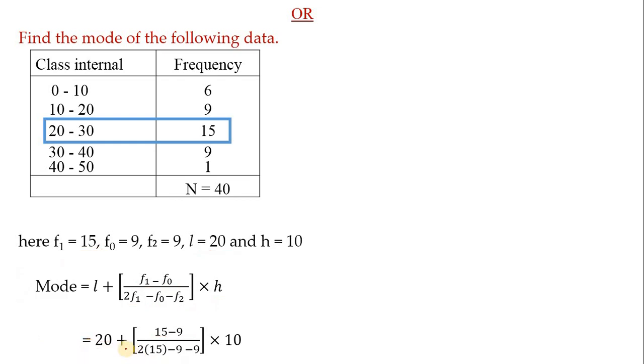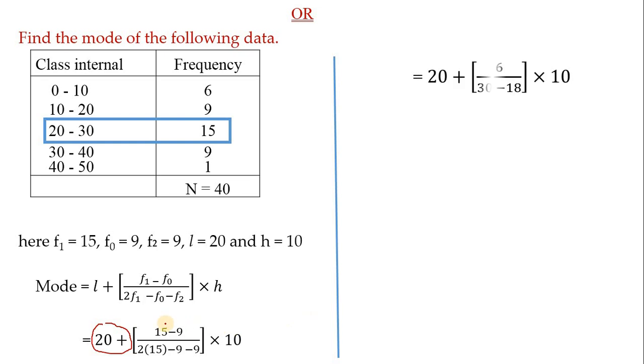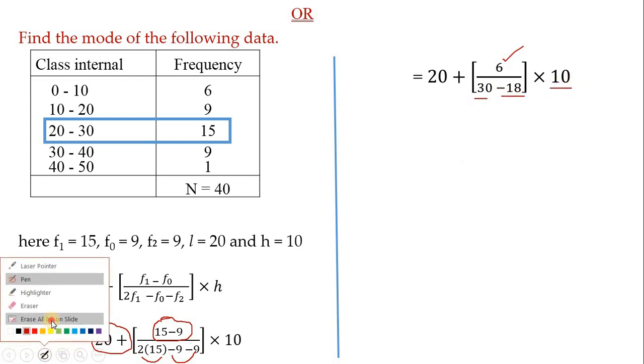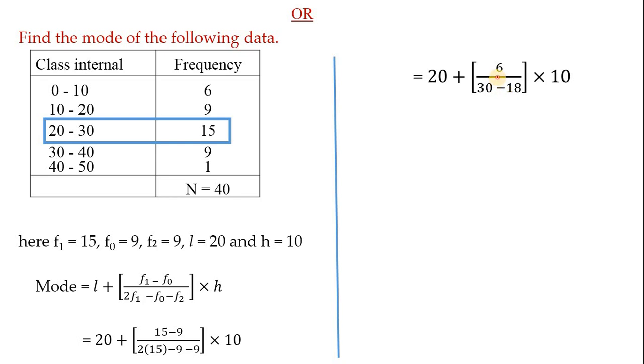Now, let us simplify this, children. You write it as it is, 20 plus, and subtract this one. 15 minus 9 is 6, children. And 2 into 15 is 30, minus 9 is minus 9, giving 12, and 10 will be as it is. For the next step, let us simplify this denominator, and write everything else as it is. So 30 minus 18 is 12, children. Remaining all you write as it is.